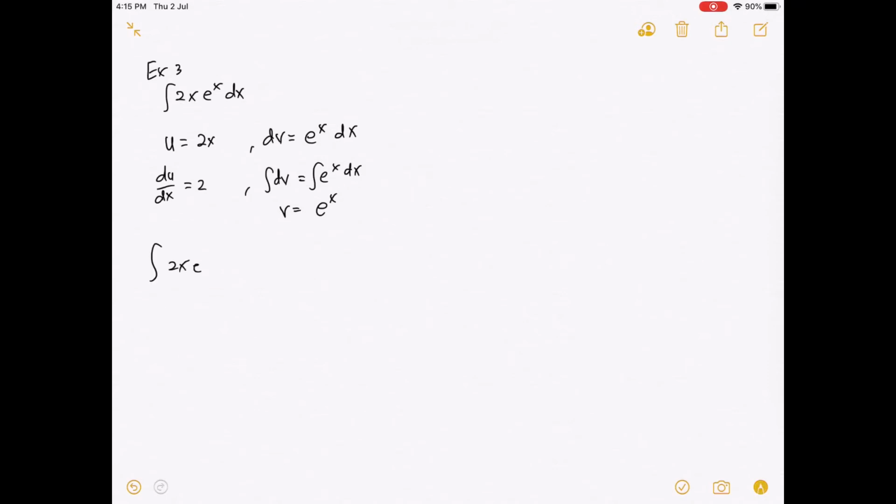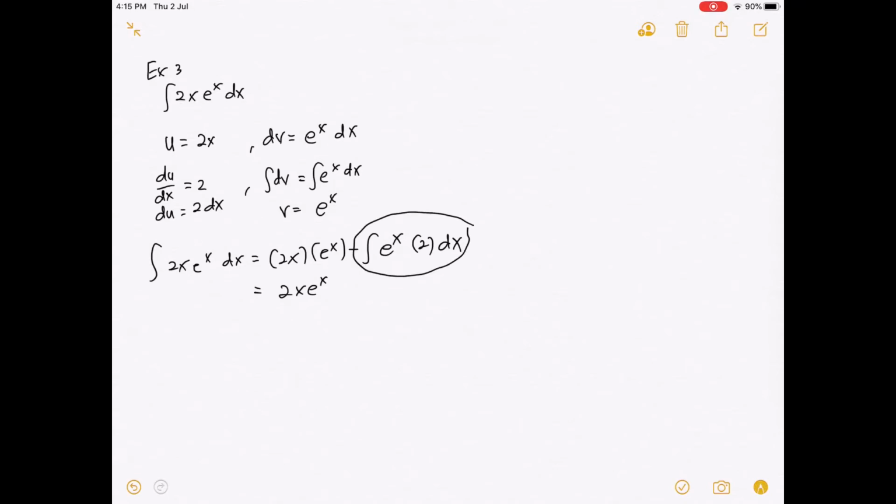Okay, and then just substitute back into our formula, which is uv minus the integration of v du. Our du is equal to 2 dx. So the answer is 2x e^x minus, remember, integrate this one. The integration will be 2e^x as well.